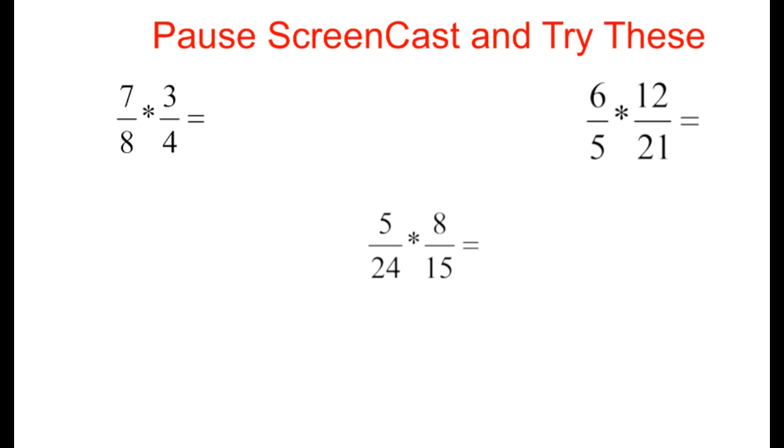So what I'd like you to do right now is pause the screencast and try these 3 problems.